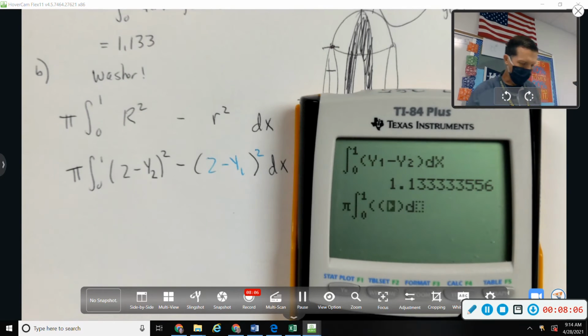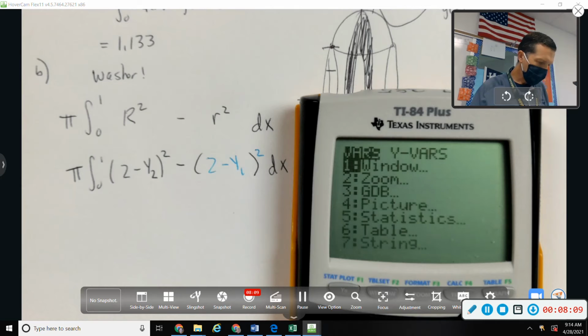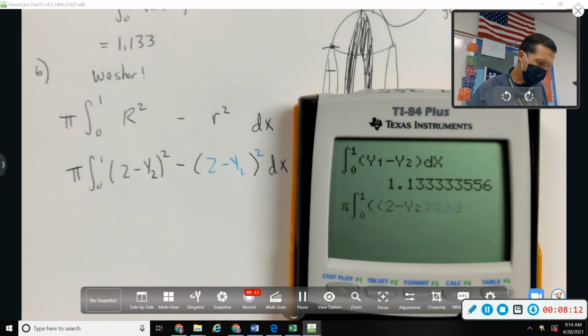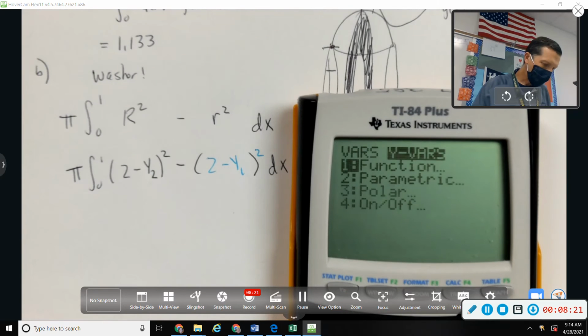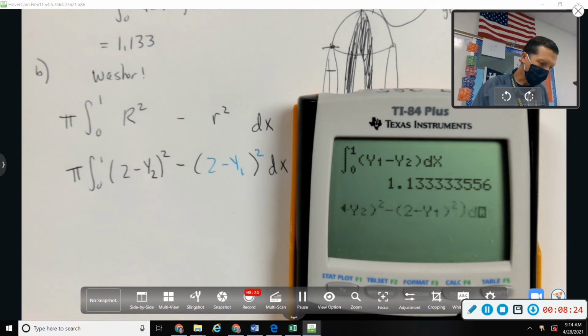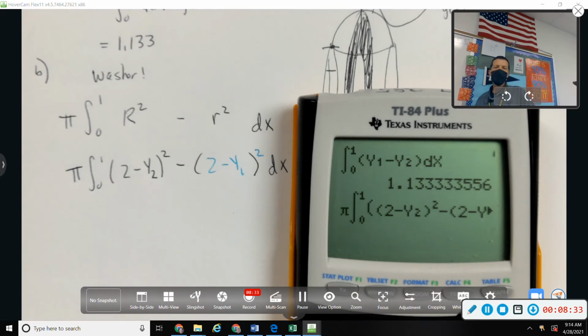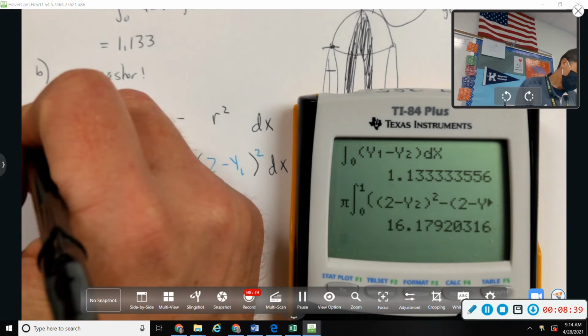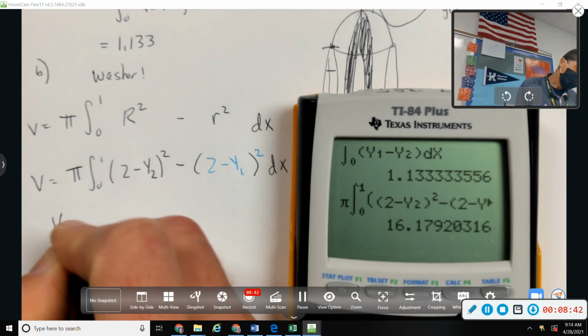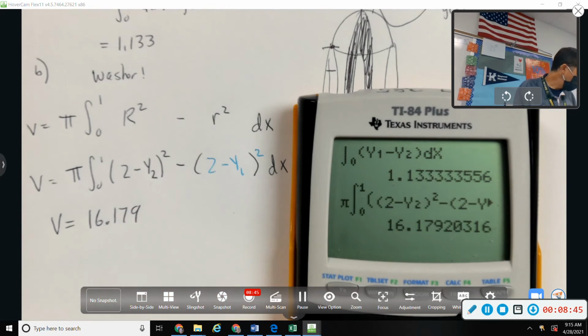And then now it's just a matter of being very careful with the calculator. With parentheses, so 2 minus y2 squared minus 2 minus y1 squared dx. That might take a little bit for it to think. So my volume is 16.179. And there wasn't anything about units on this, so I don't have to worry about units.